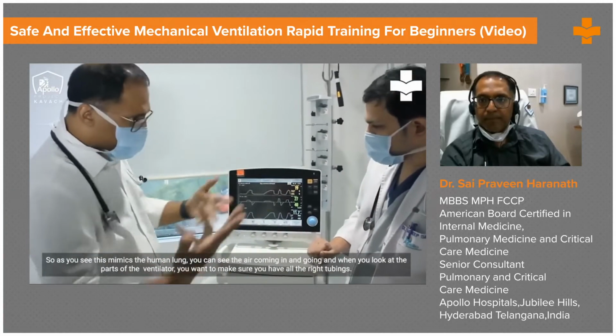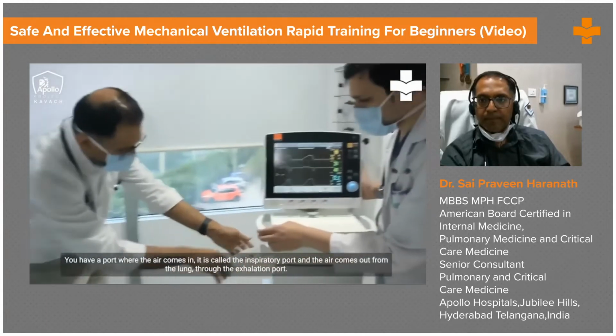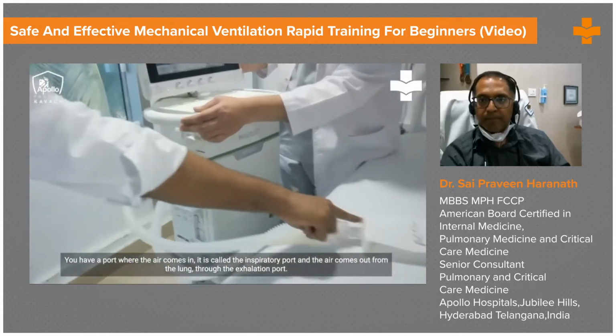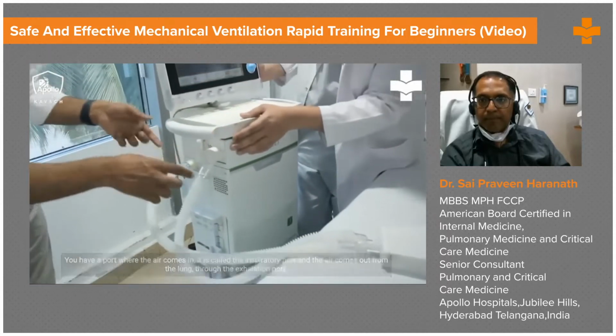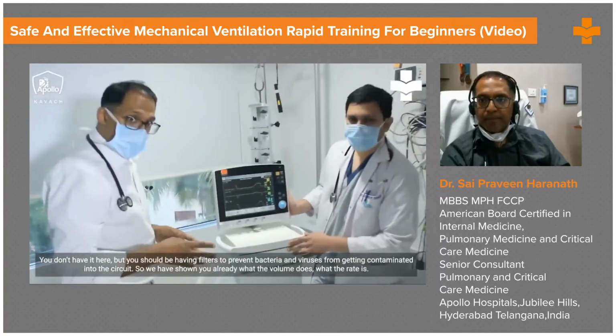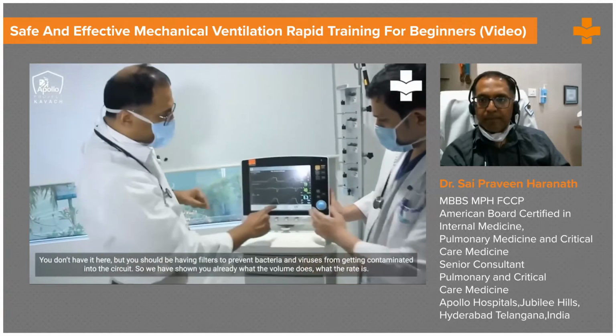When you look at the parts of a ventilator, you want to make sure you have all the right tubings. You have a port where the air comes in, called the inspiratory port. The air comes in, and then the air goes out through the exhalation port. We don't have it here, but you should have filters to prevent bacteria and viruses from contaminating the circuit.